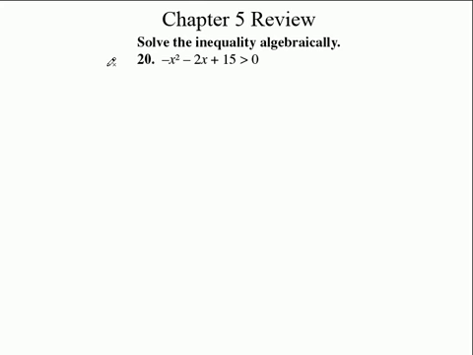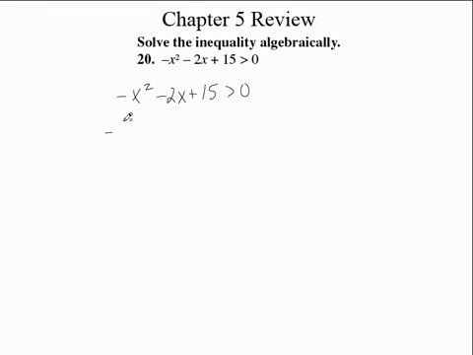All right, the last problem for chapter 5. So we're going to solve this, but it's an inequality. It kind of looks like what we've done before, except it's a greater than. So there's a little bit of a trick to this. So let's start it off like we normally would. Let's write it out. Negative x squared minus 2x plus 15 is greater than 0.